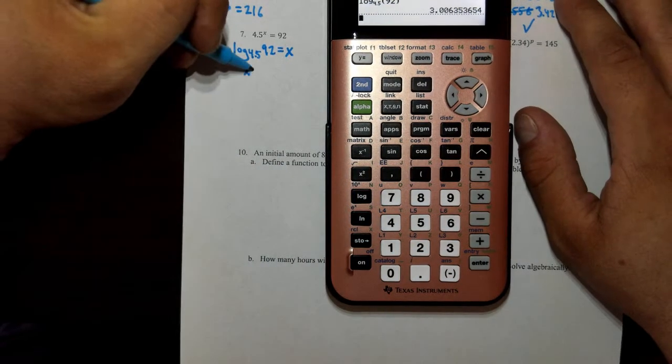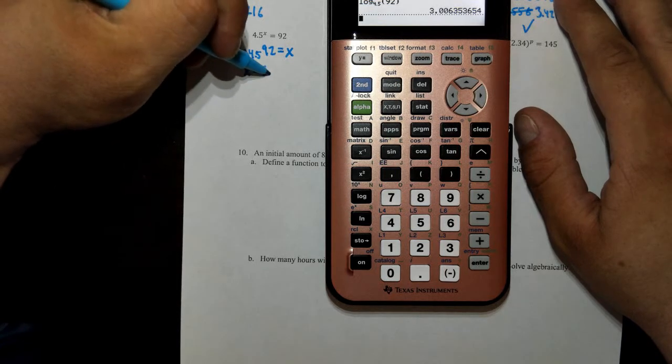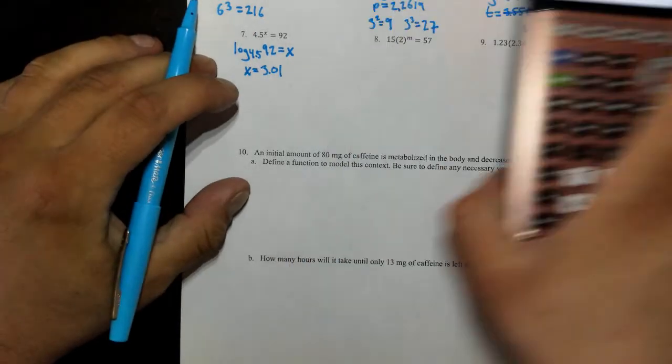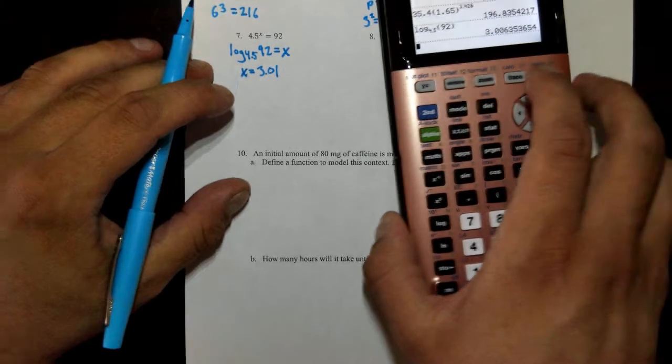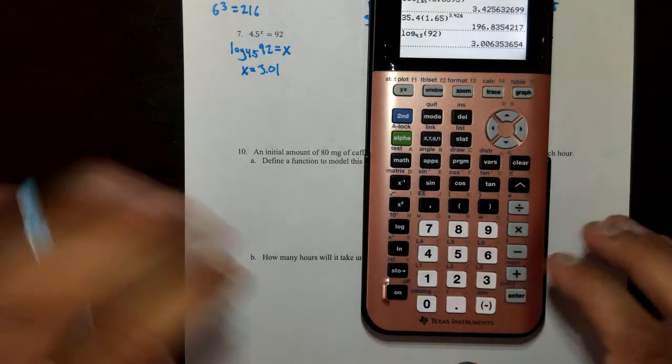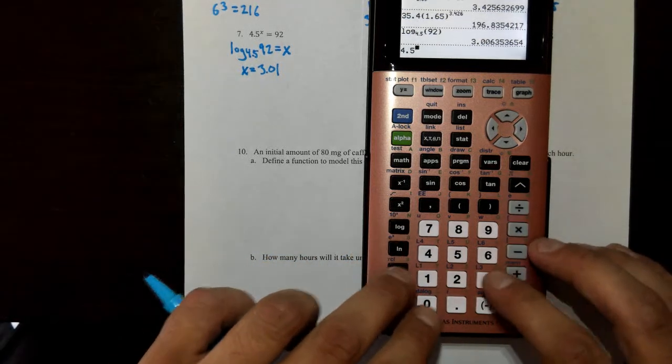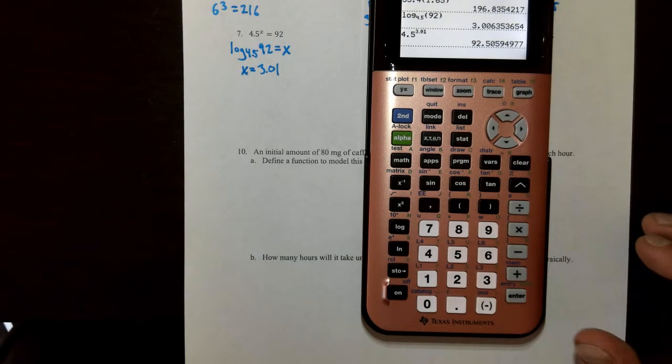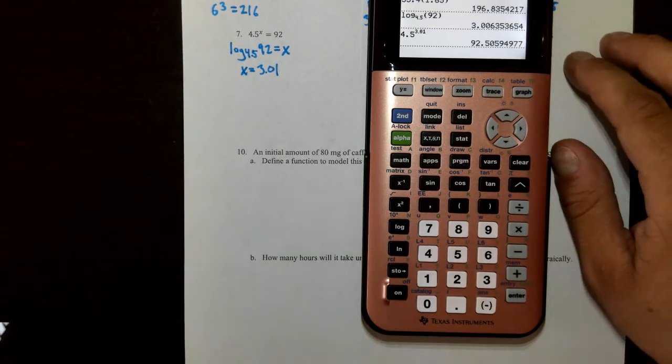And we get just barely over 3, so 3.01. Awesome. And let's plug that in. Let's see what 4.5 to 3.01 is, just to kind of verify what we're doing here. There you have it. We get very close to 92.